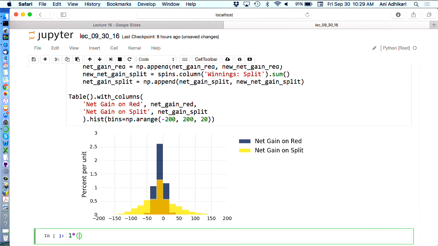What fraction of the time? It's when you get red, right? What fraction is that? 18 out of 38. And the remainder of the time, you make minus $1. Agreed?